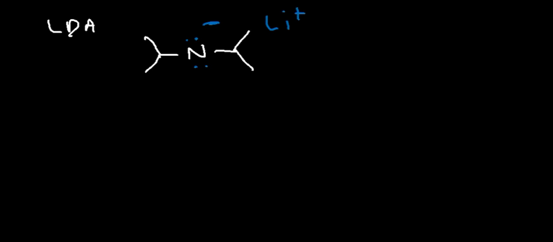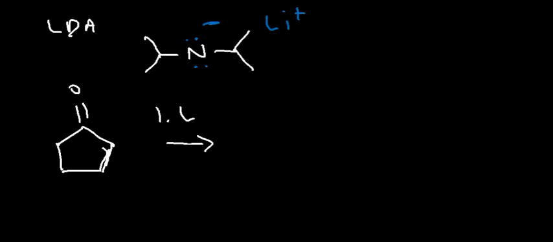So let's say we use this particular ketone, and in step one we use LDA, which works like hydroxide. It takes off the alpha hydrogen. And in step two, we're going to use butyl bromide. What's the major product of this reaction?